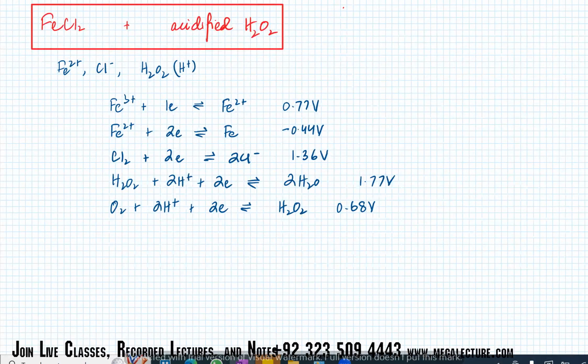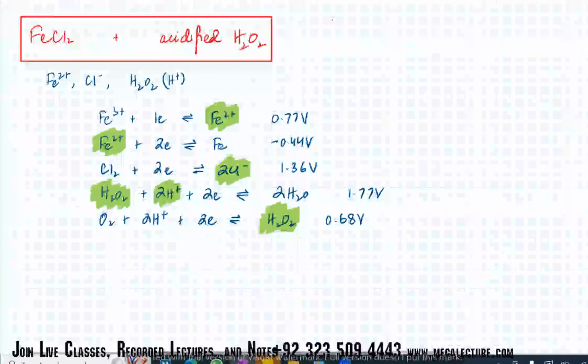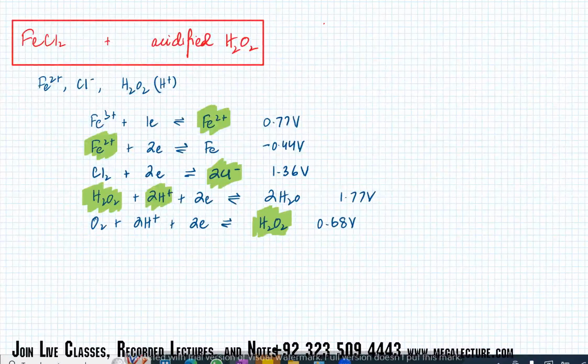So the highest is, and I'm going to mark my reactants. I have Fe2+, I've got Cl−, I've got H2O2 acidified, and I've got one where there's just H2O2. Sorry, this is not the highest. 1.771 is the highest. And that gains electrons, and that works because we've got our reactants, right? Is that clear?